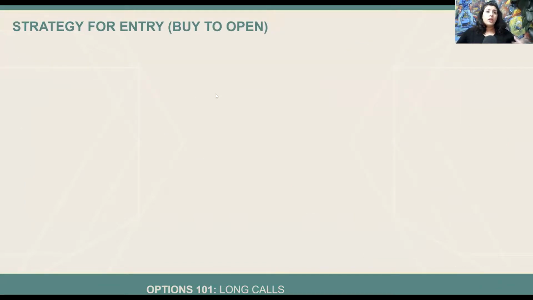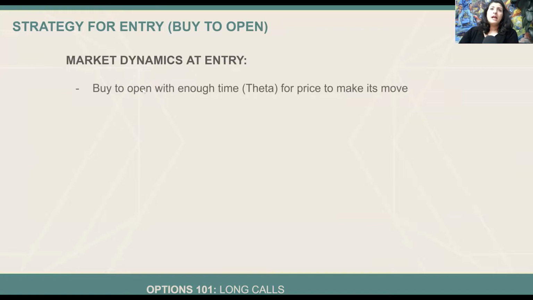So with long calls, as we've said, you're buying to open. So you are paying to get into this position, and you need to have a strategy of when or how you want to enter this long call. Good market dynamics at entry, like we already said, is giving yourself enough time to buy when volatility is low, so that you are not overpaying for volatility, and that when volatility increases, and there are multiple volatilities, as we saw in the previous slide.